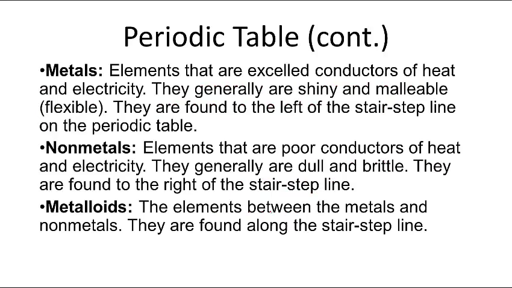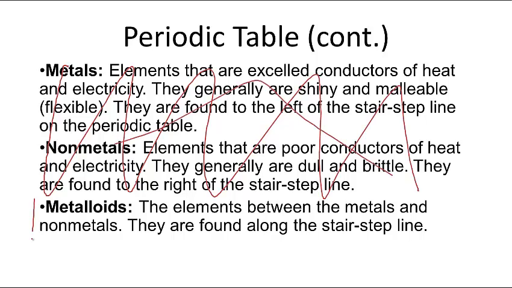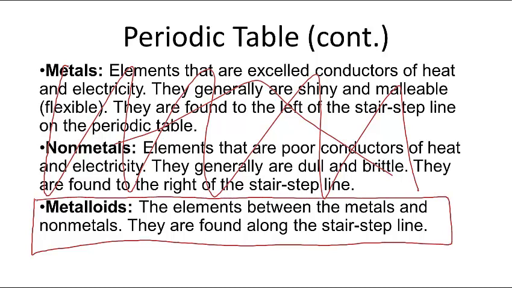Oh, wow. So, you know what? We already did all this. We did this and this, so you don't need to worry about this. But we didn't talk about metalloids yet. So just copy this last one down, that metalloids are the elements between the metals and the nonmetals, and they're found along the stair-step line, and they have properties of both. So they can't be easily put into one column or the next.